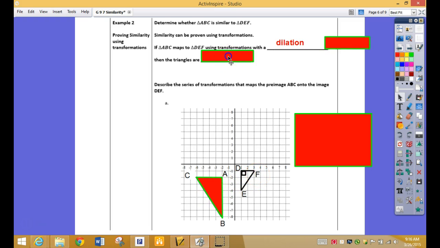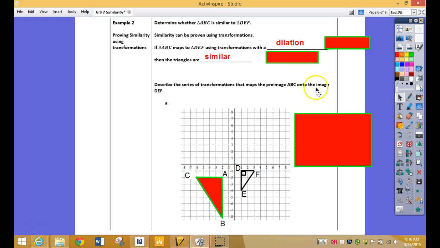Then the triangles are what? Are they congruent in a dilation? No, they're the same shape, but they're not the same size, so they are what? Similar.